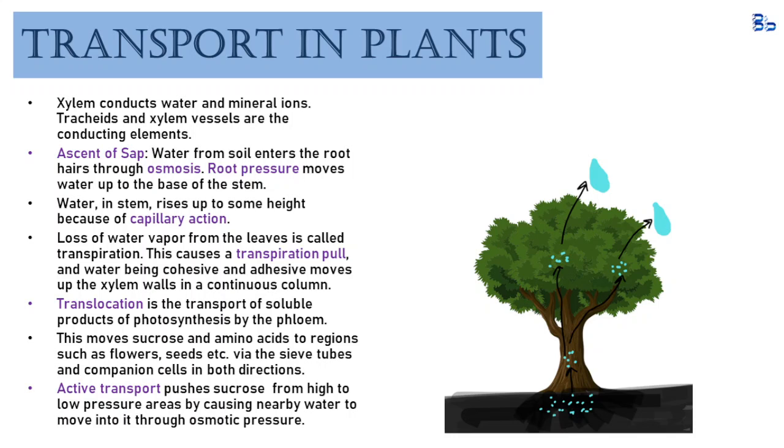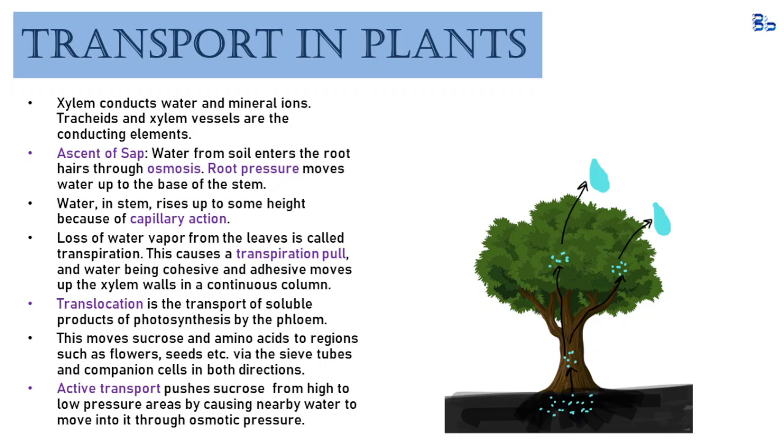And since the food, which is sucrose, is a solid product, it cannot move on its own. It requires energy in the form of ATP. So it uses the active transport process. So how sucrose moves is, it uses up some water from the neighboring xylem and moves via this water from a region of high osmotic pressure.